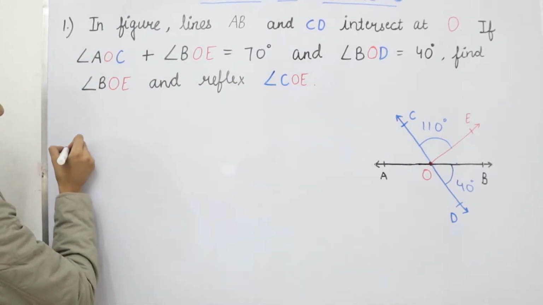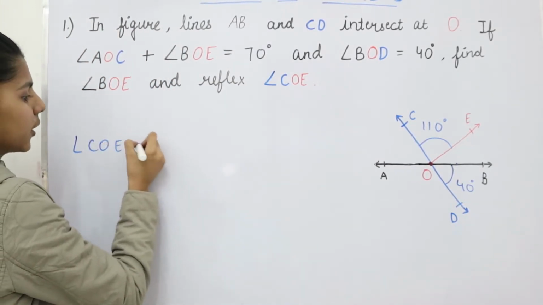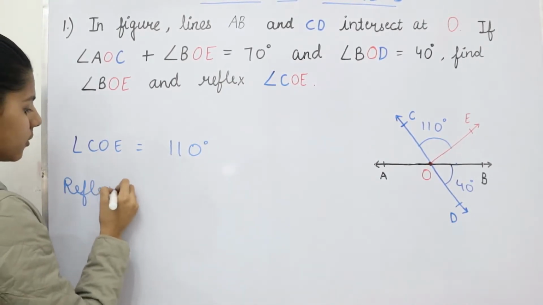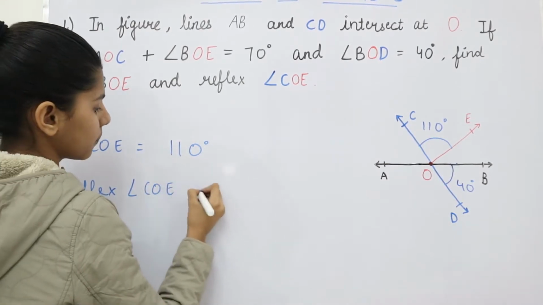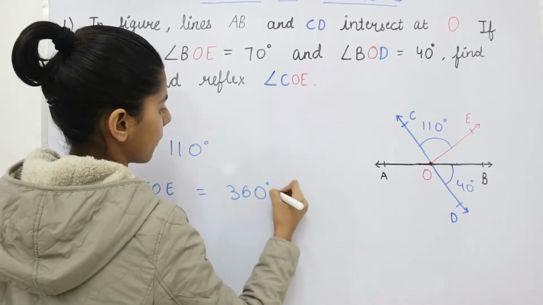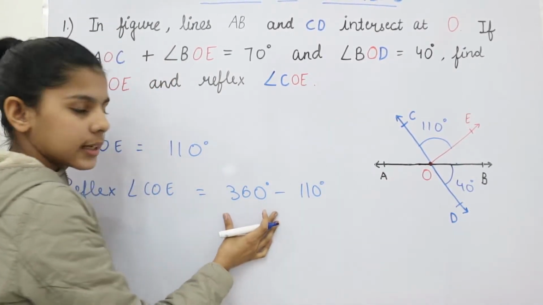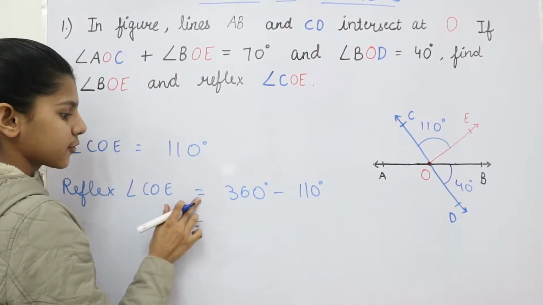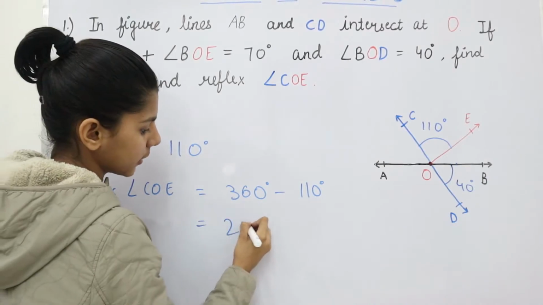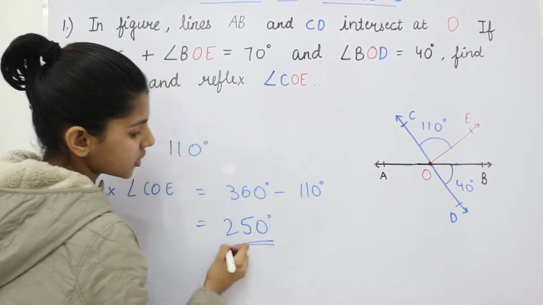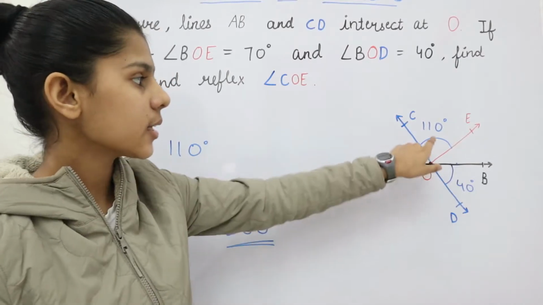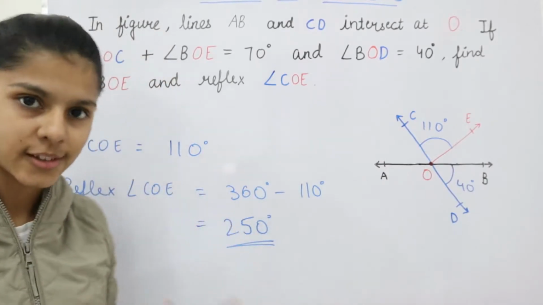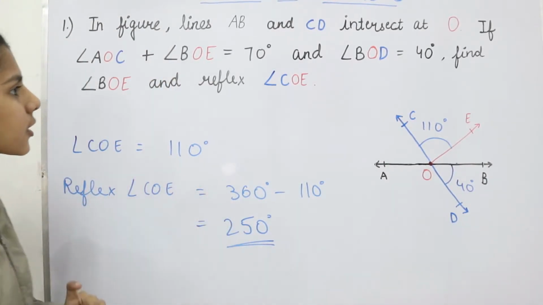Angle COE, which we have calculated, is 110 degrees. We want to find the reflex of COE. How will we calculate it? 360 degrees minus 110 degrees. 360 degrees is the complete angle, 110 degrees is COE. So we will get the reflex of COE. It will be 250 degrees. So the reflex of COE is 250 degrees. This is 110 degrees and all these angles together are 250 degrees. Now we have calculated reflex COE.